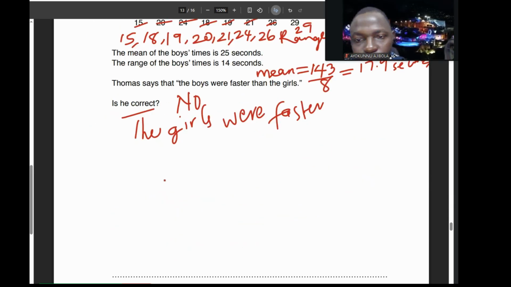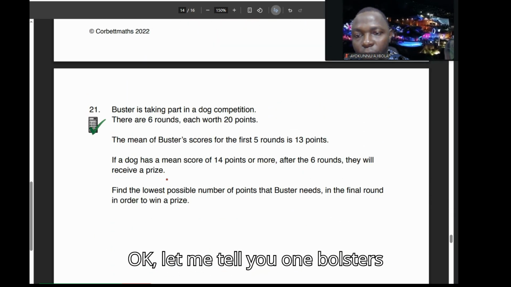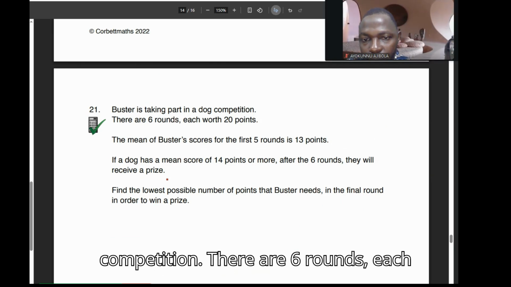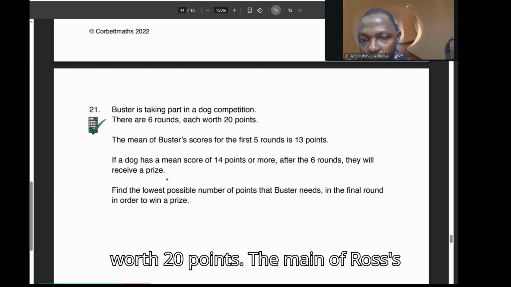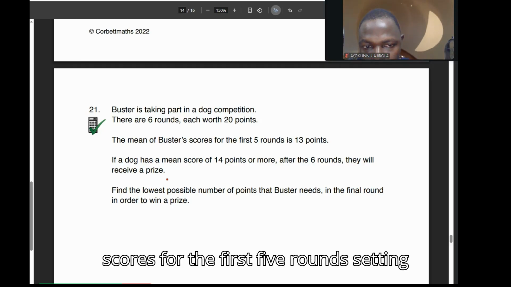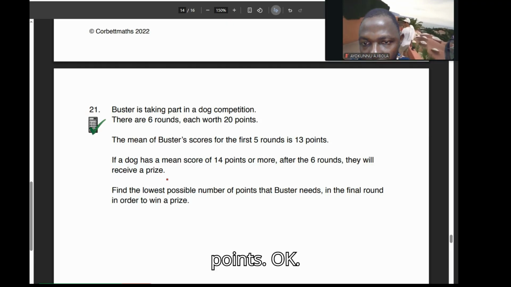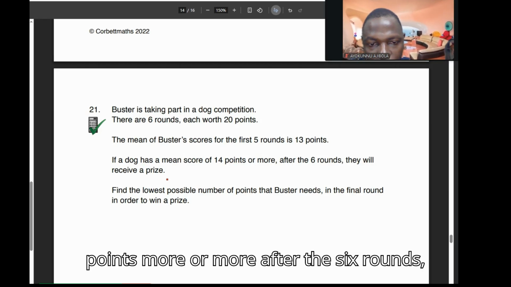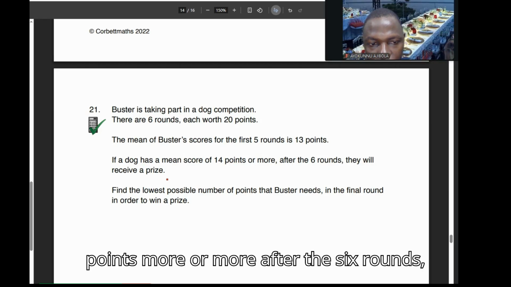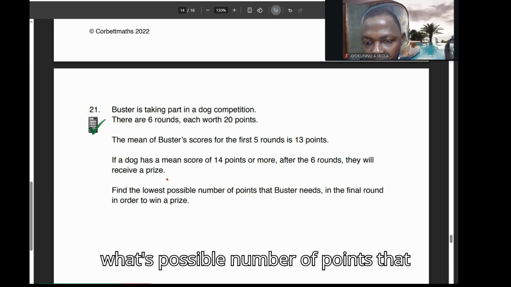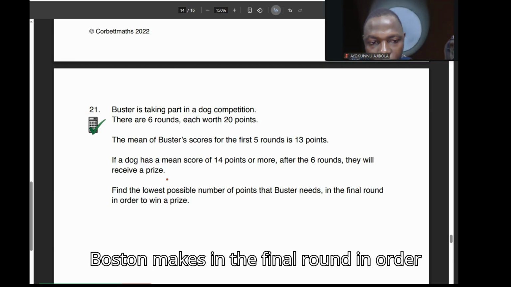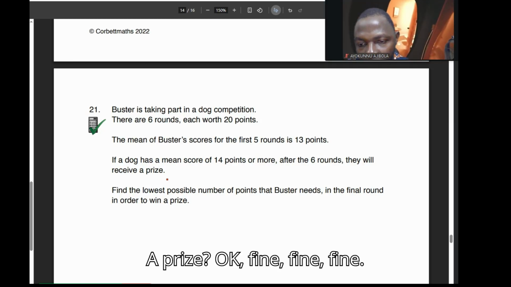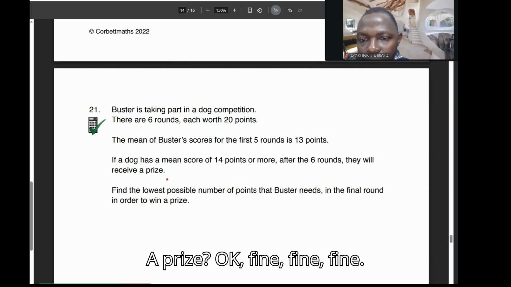What about this? Okay. Number 21. Boster is taking part in a dog competition. There are 6 rounds, each worth 20 points. The mean of Boster's scores for the first 5 rounds is 13 points. If a dog has a mean score of 14 points or more after the 6 rounds, they will receive a prize. Find the lowest possible number of points that Boster needs in the final round in order to win a prize.